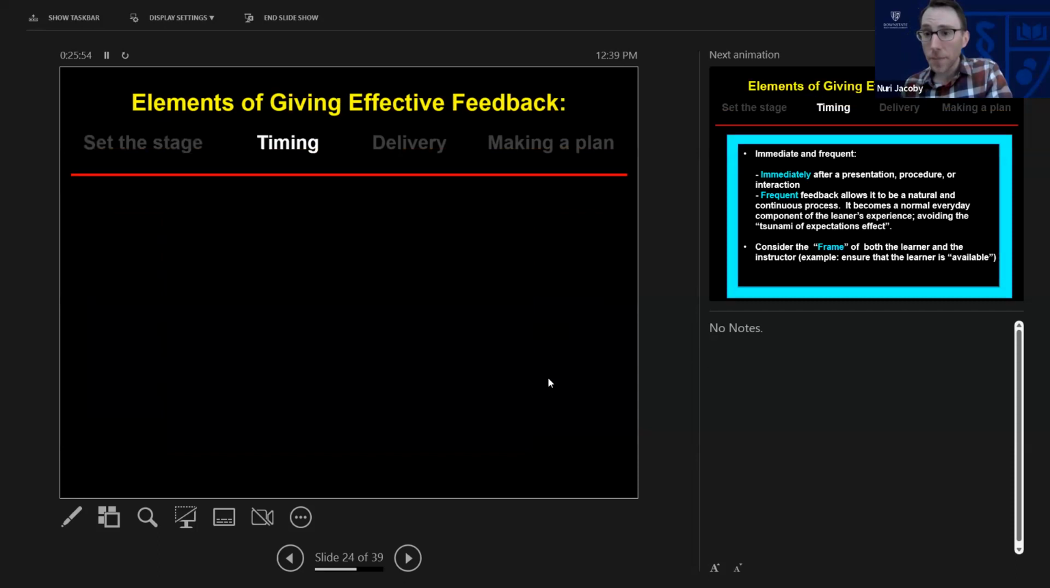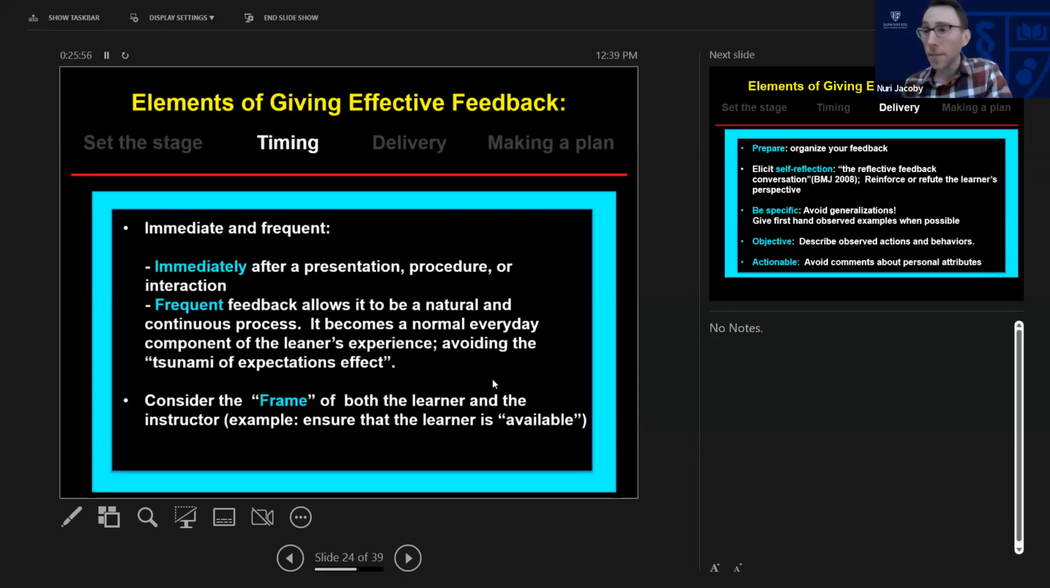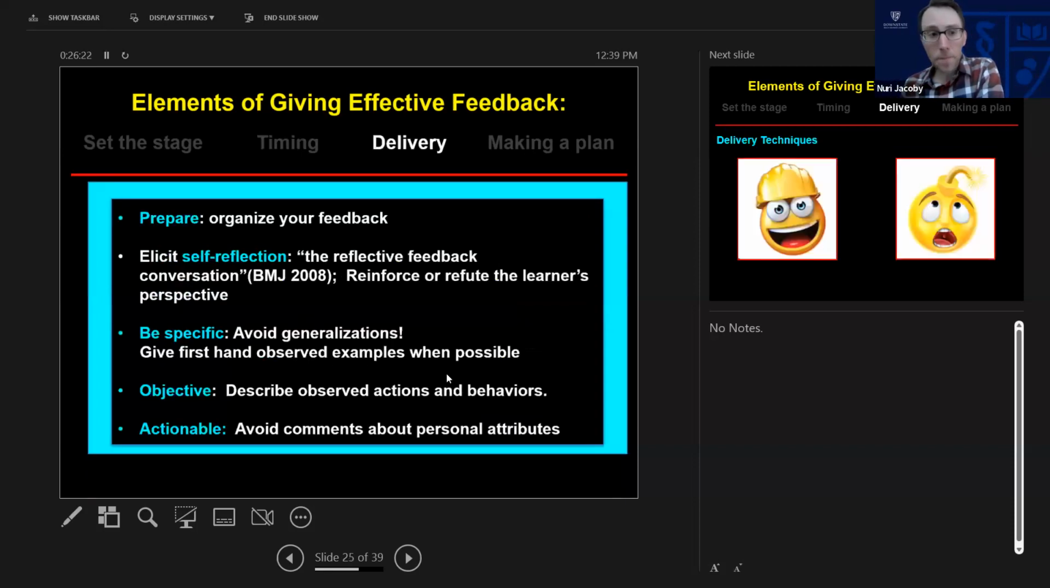Next is timing. Ideally, feedback, as long as you're both in the right frame, should be immediate. That's when you remember what to give feedback on, and when the student remembers what they did specifically. So as immediate as possible. It should be frequent. Give informal feedback throughout the week, and then you could give a more organized, formal mid-clerkship feedback in the middle. And as I mentioned, consider the frame.